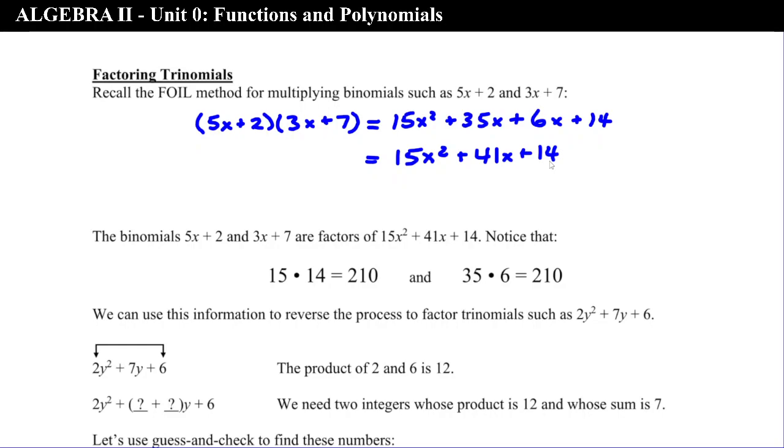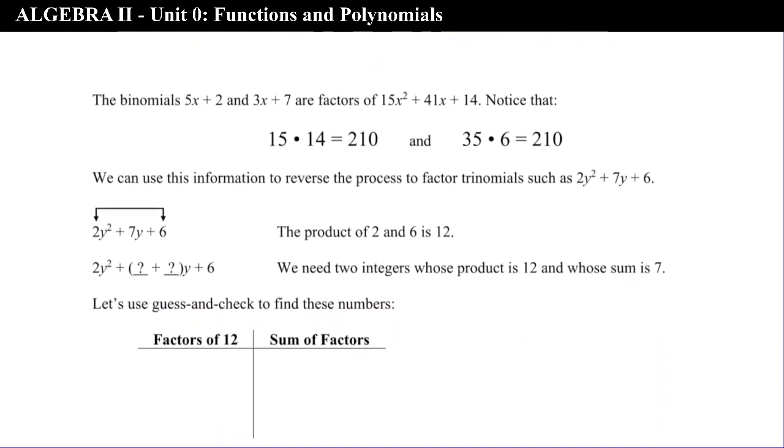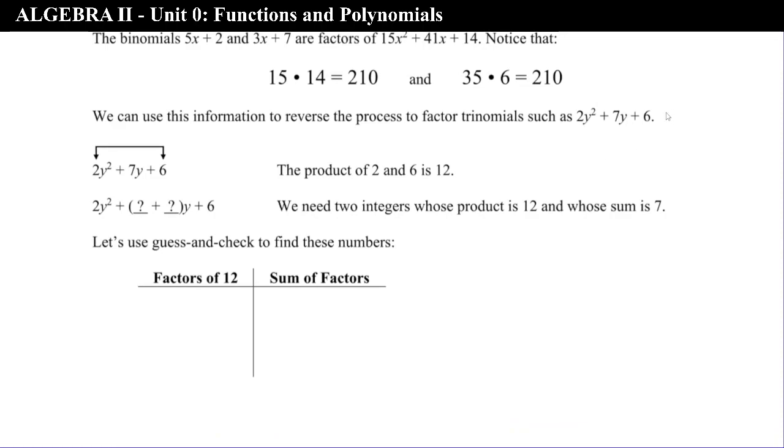Well, you'll notice that 15 times 14 is 210. But you'll also notice that 35 times 6 is also 210. Okay, so we're going to use this information to reverse the process to factor trinomials. Okay, so we're going to do that with this next one, 2y squared plus 7y plus 6.